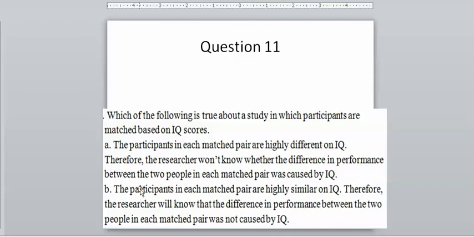So if the people in each matched pair will be highly similar on IQ, because of that, the researcher will know that the two groups, group 1 and group 2, are highly equal in IQ, which means that if the two groups perform differently, it's not possible to say that they perform differently because of an IQ difference. So it's B.